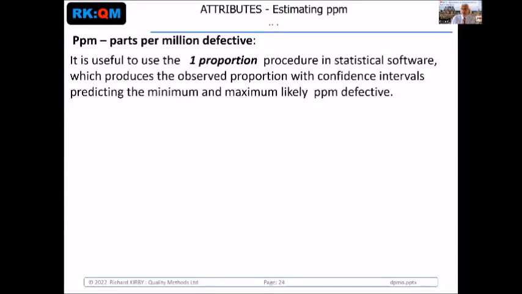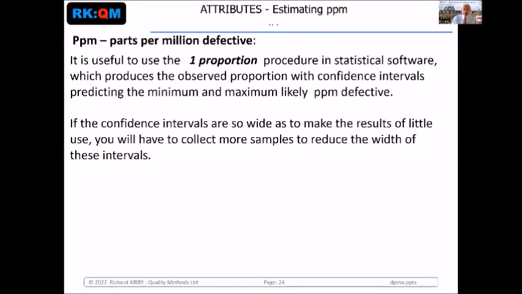To calculate the confidence intervals around this result, we use the statistical procedure called one proportion. This produces the observed proportion with confidence intervals, which predicts the minimum and maximum likely ppm defective in the delivery as a whole, not just the sample. If the confidence intervals are so wide as to make the results of little use, you'll have to collect more samples to reduce the width of these intervals.